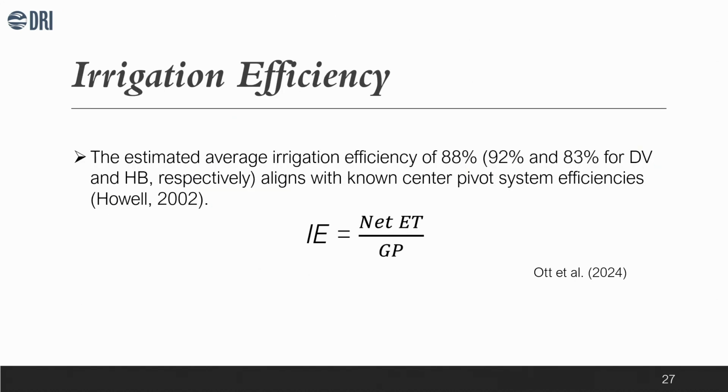So here is the thing about irrigation efficiency. Like I said, the inverse of the slope gives you the efficiency estimate, and in Diamond Valley we found it's around 92%, whereas in Harney Basin it's around 83%, and it aligns with the known center pivot irrigation system efficiencies.